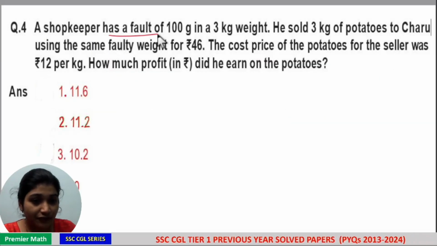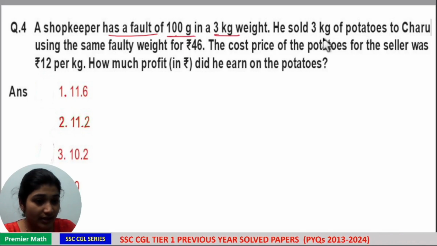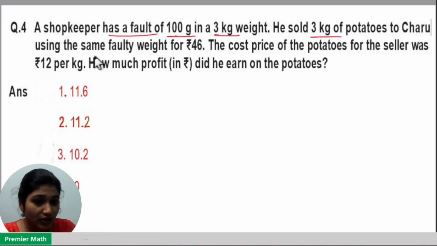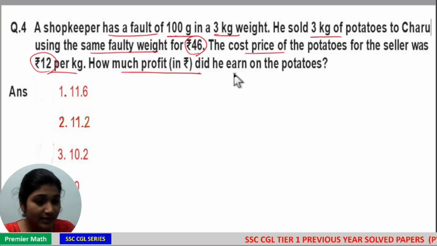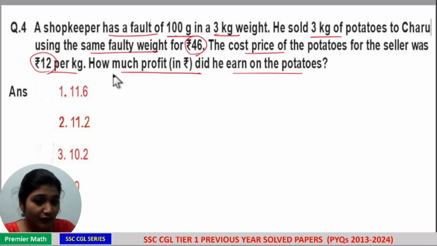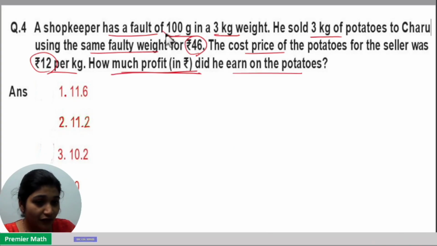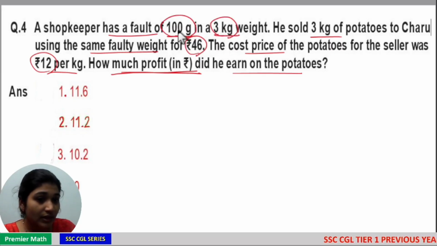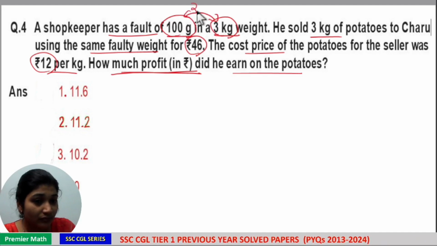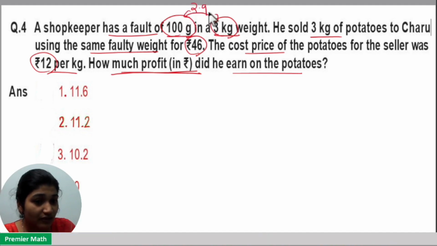A shopkeeper has a faulty weight of 100 gram in the 3 kilogram weight. He sold 3 kilogram of potatoes to Charu using the same faulty weight for rupees 46. The cost price of potatoes for the seller was rupees 12 per kilogram. How much profit in rupees did he earn on potatoes? Here we have to find out the profit in rupees, not the profit percentage. This shopkeeper has a faulty weight of 100 gram in the 3 kilogram weight, which means whenever a customer asks for 3 kilogram, he gives 100 gram less. That is, he only gives 2.9 kilogram, because he uses a faulty weight of 100 gram.